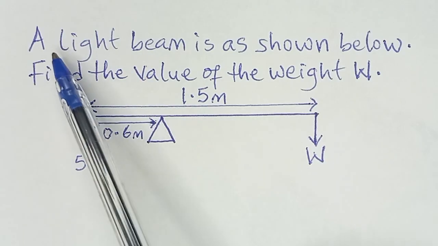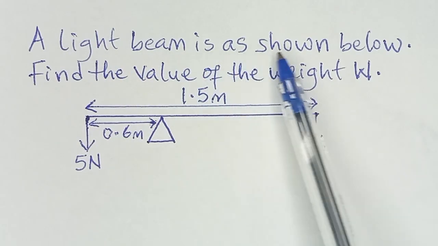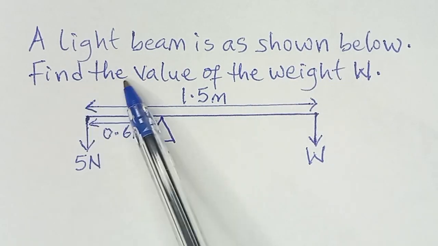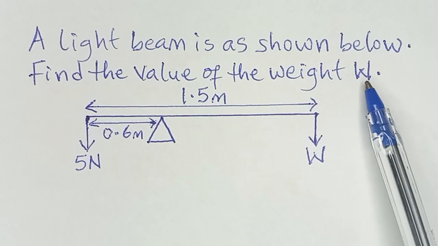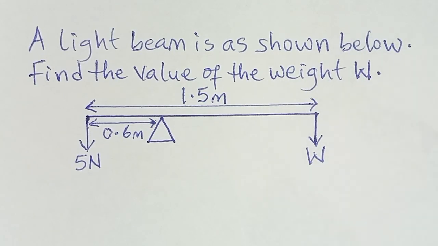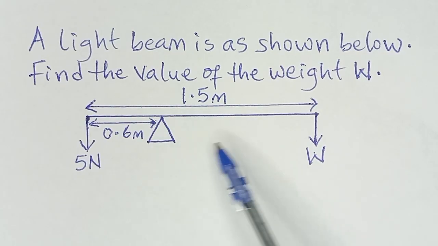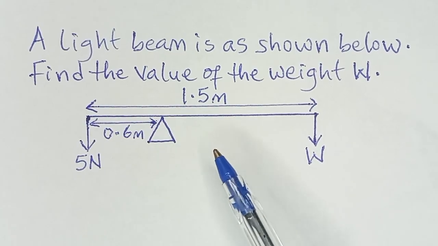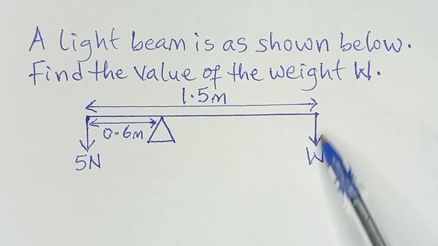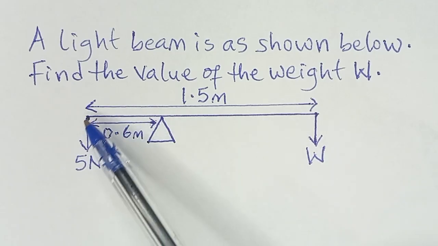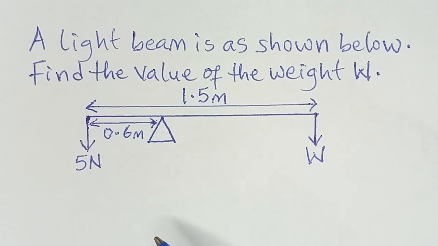The question here says, a light beam is as shown below. Find the value of the weight, W. Now, for us to do this, we are going to apply the principle of moment that says that total clockwise moment is equal to total anti-clockwise moment.